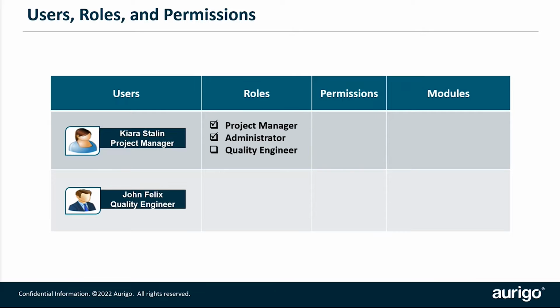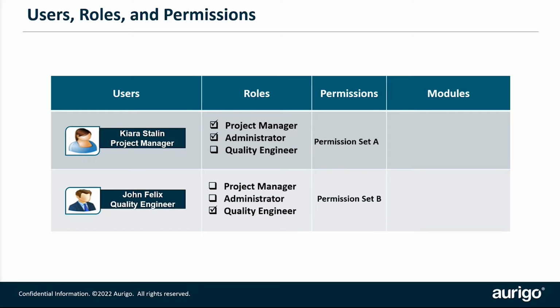But in the system in Essentials, they are assigned a set of roles. Kiara is assigned project manager and administrator role, whereas John Felix is assigned a quality engineer role. Based on the role, they have a set of permissions defined. Permission set A is defined for Kiara. Permission set B is defined for John Felix. So based on the permissions, they can view certain forms, certain modules, and they can perform certain actions.